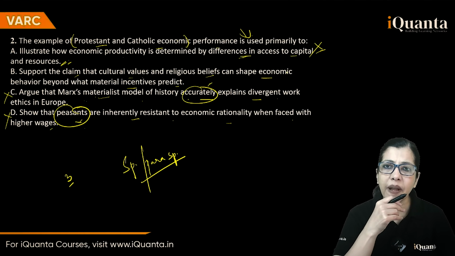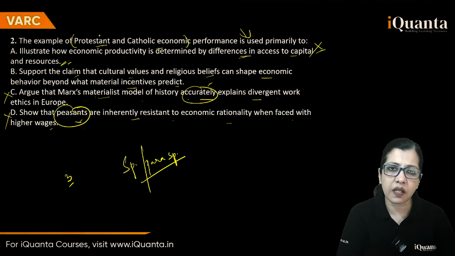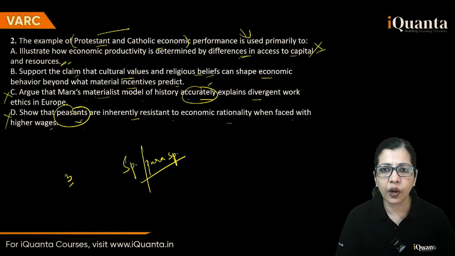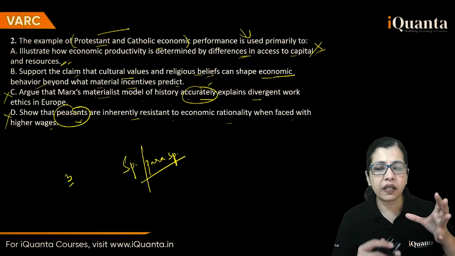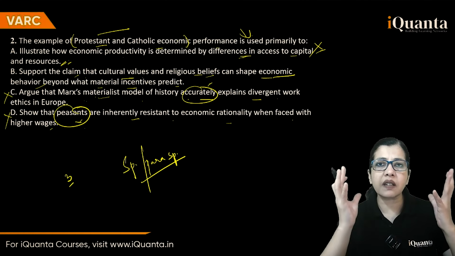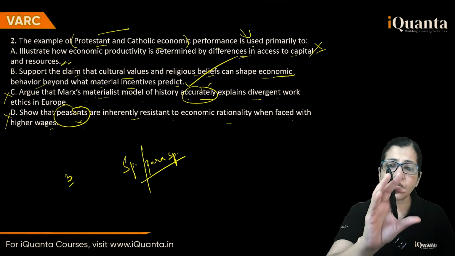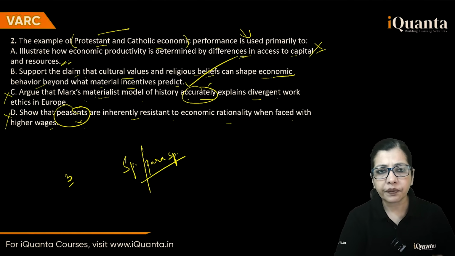No, it's determined by consciousness according to this point. Support the claim that cultural values and religion, ये दोनों consciousness के अंडर है, एक जगह पे इसने खुद बोला है, can shape economic behavior, that is productivity going up or going down beyond what? Material. I mean this cannot be explained by the materialistic angle. Got it? So this is very justified as your answer. It was a rephrased version of what is given there.